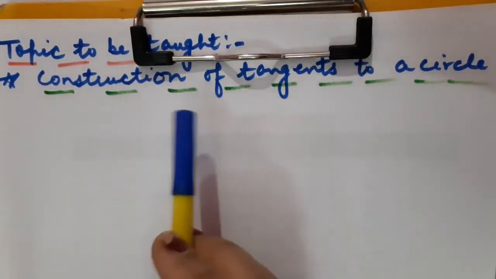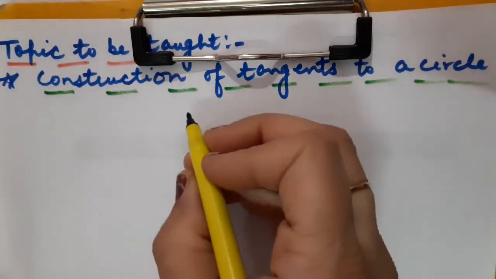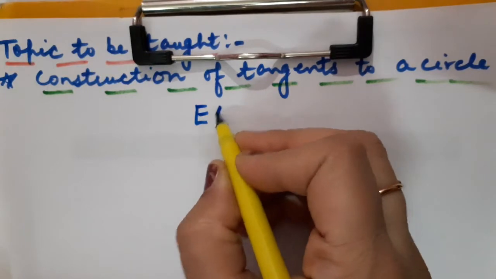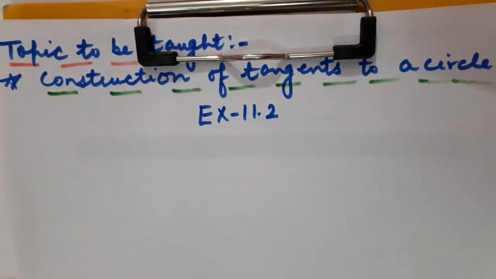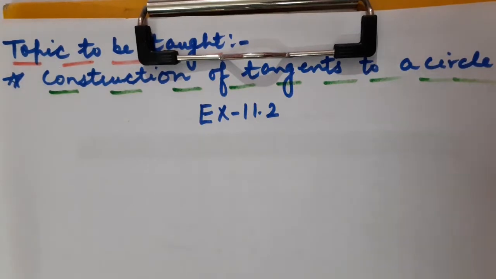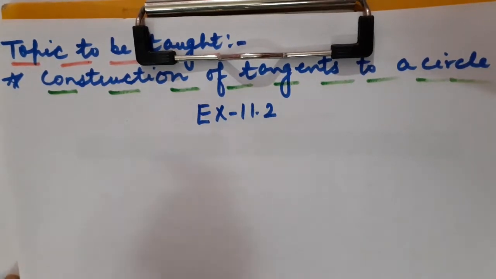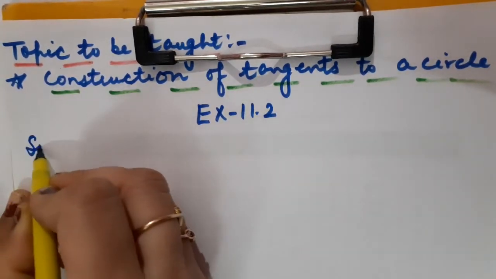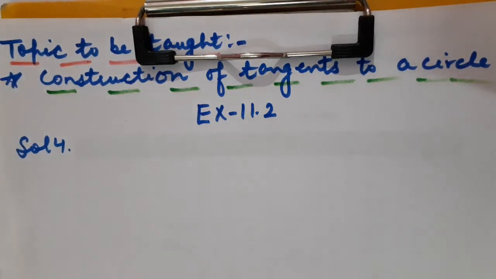So children, to make you understand this concept, I am going to take the questions from exercise 11.2. Children, in my previous lecture, I took the first two questions of the same exercise, okay? And question number 3 was given as homework. So now today I am going to begin with question number 4. So please listen to the statement carefully.